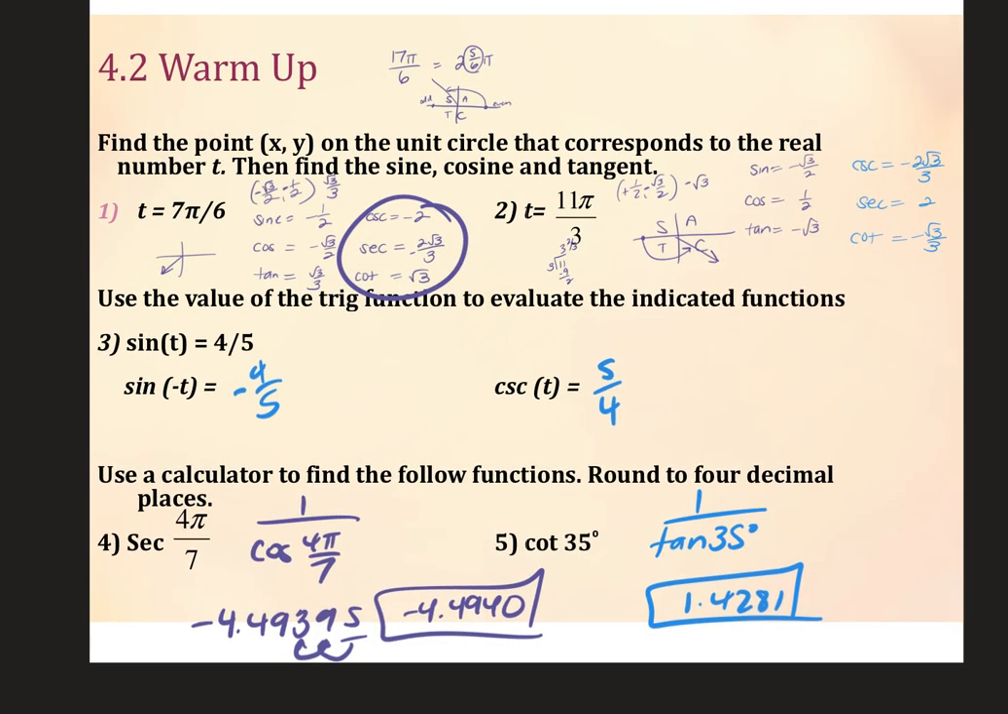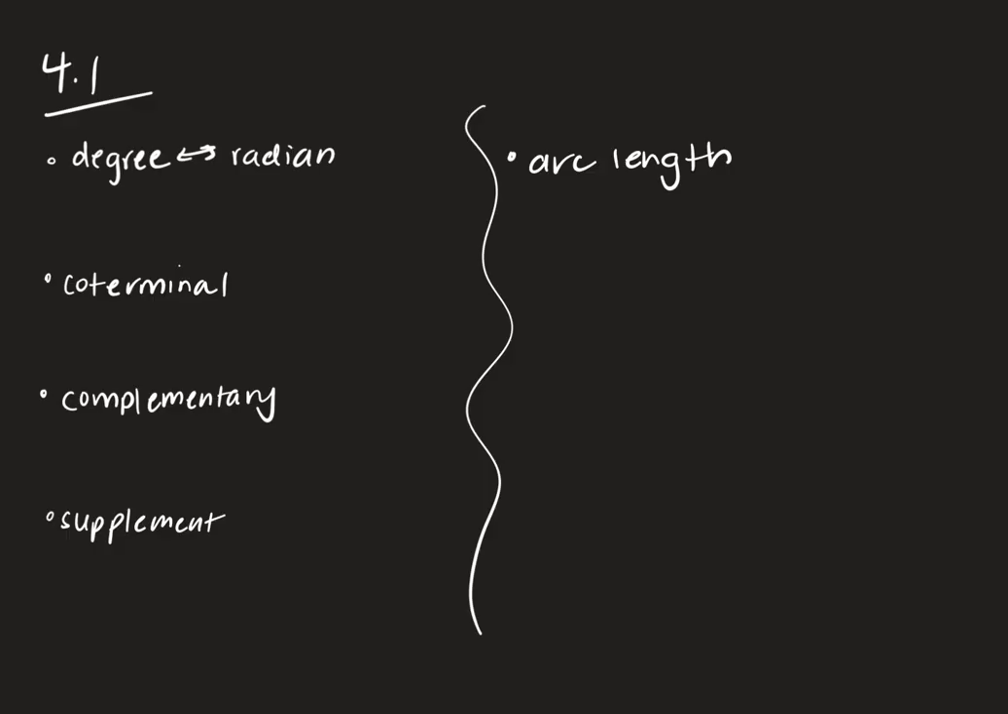Questions on any of the warm-up? Okay, so let's talk concepts that are on your quiz, okay? It's just 2 sections. In 4.1, you had a lot of little concepts, right? 4.2's heavy focus was unit circle, but it also has your odd functions.